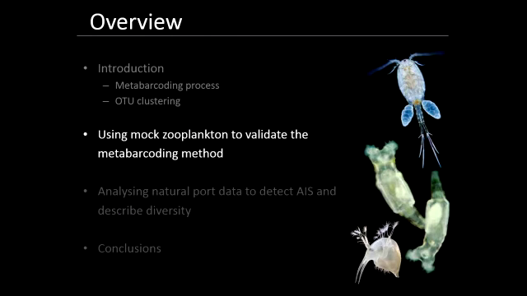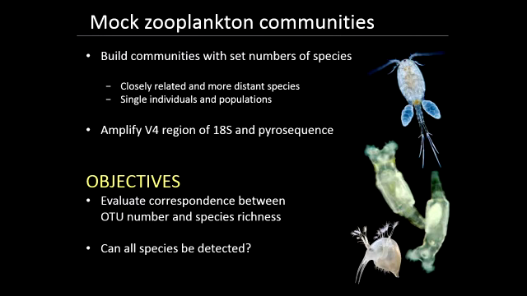So now I'll move on to how we've used the mock community method to try and address some of these issues. So I built mock zooplankton communities with set numbers of identified species. So the idea here is that you know how many individuals and species you included in the community, so when you come to do the analysis, you should know what you expect to find in terms of number of OTUs. And I included both closely related and more distant species with the idea to be able to see if we can distinguish closely related species based on our marker region.